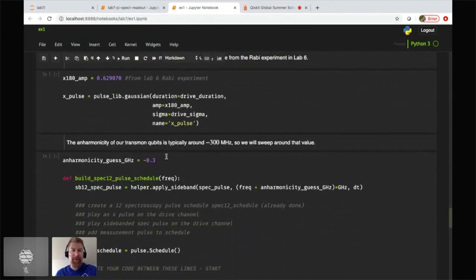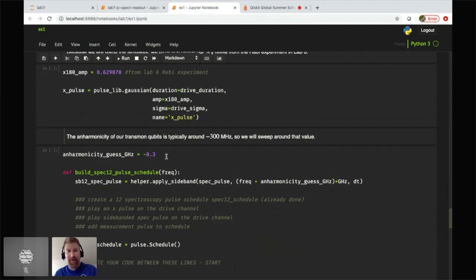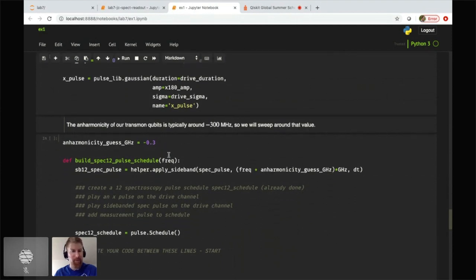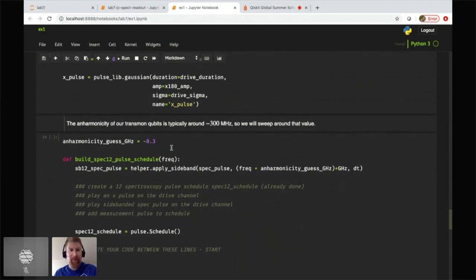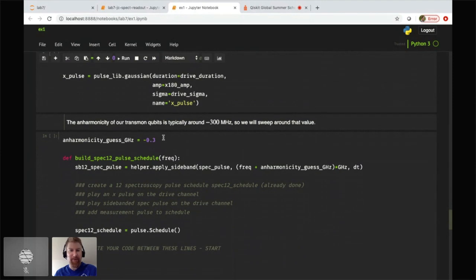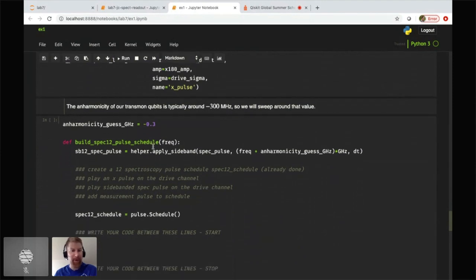Now, the anharmonicity, which is the difference between the 0-1 and 1-2 transition frequencies for our superconducting qubits, is typically in the ballpark of minus 300 megahertz. Minus 300 megahertz because the 1-2 transition is smaller. So if our qubit frequency is about 5 gigahertz, that's the 0-1 transition, then our 1-2 transition is expected to be around 4.7 gigahertz. So what we're going to do is just build sideband frequencies around the guess of minus 300 megahertz. And this is done for you already in here.